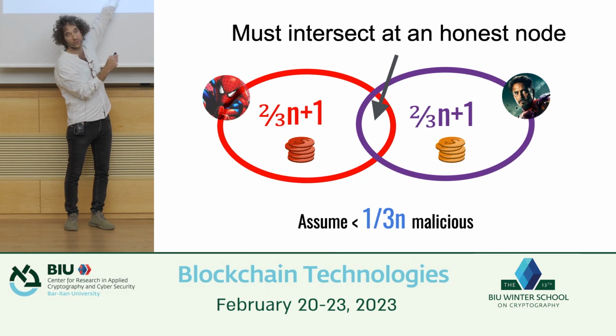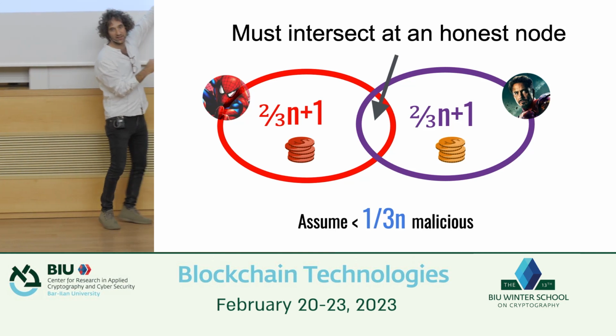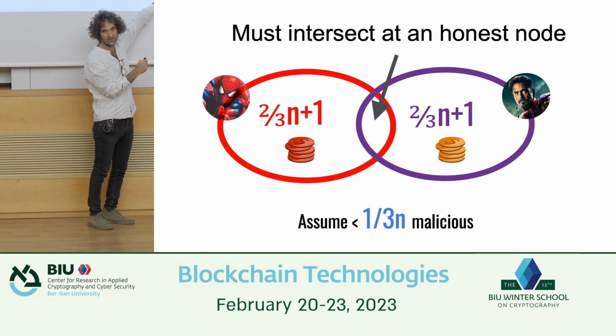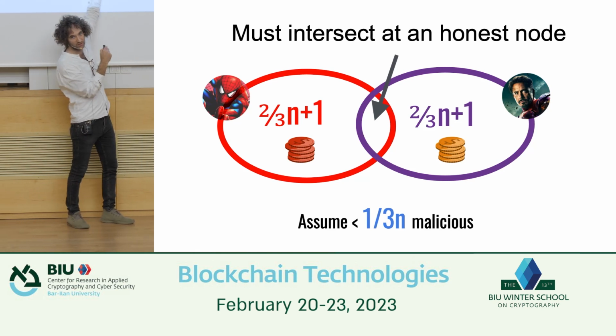So here I must have 1/3 N plus 1 votes for the red. And here I must have 1/3 N plus 1 votes for blue from honest players, right? The key is always to look at the votes of honest players. We removed all the votes from bad guys. Okay, the bad guy can do at most 1/3 N votes here, 1/3 N some other.